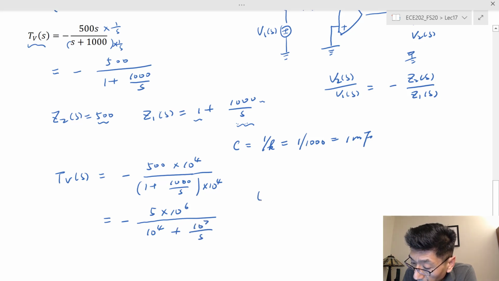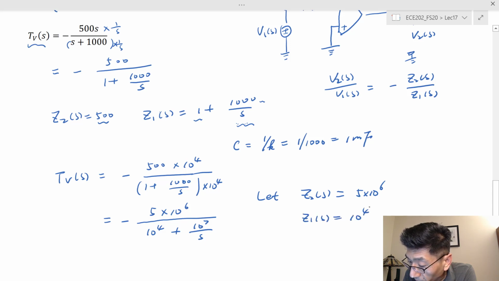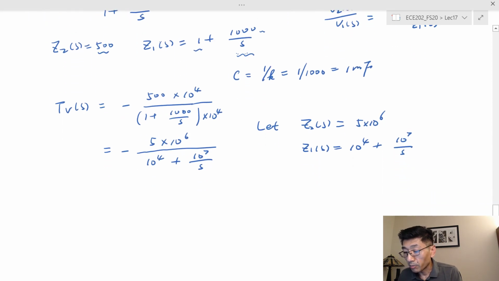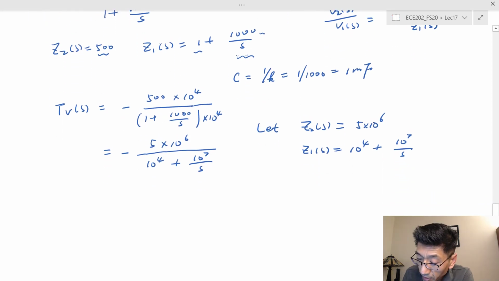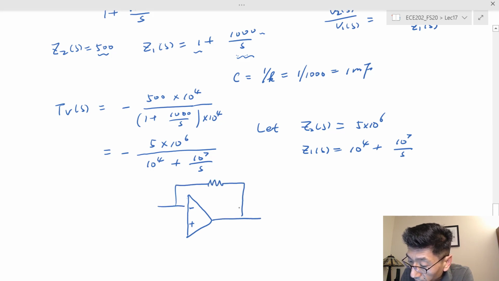Now I can let z2 equal 5 times 10 to the power 6, and z1 of s equal 10 to the power 4th plus 10 to the power 7th over s. So z1 is going to be a series connection of the resistance and the capacitance, and z2 is just a resistance. So if I draw the circuit, this realized circuit would be something like this. So this resistor is a 5 mega ohm.